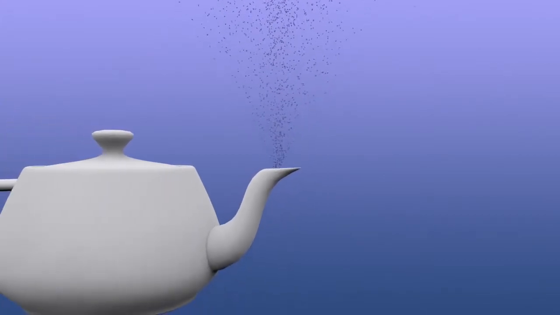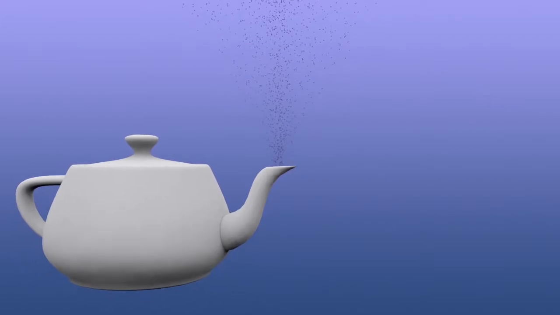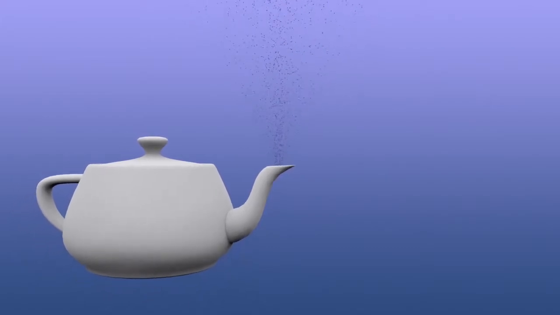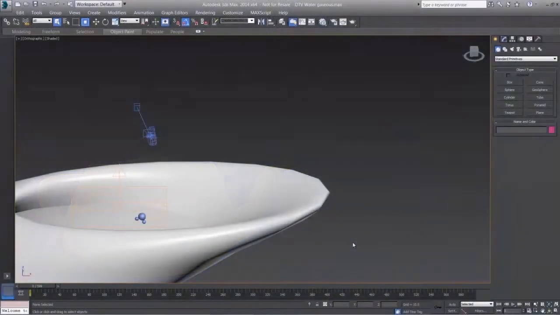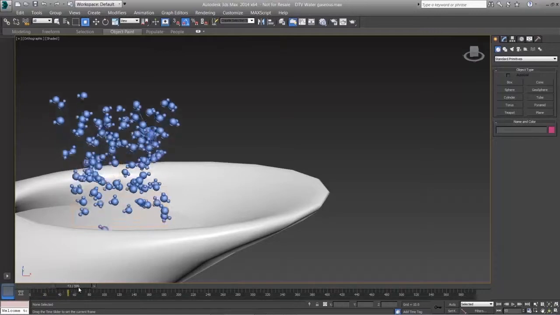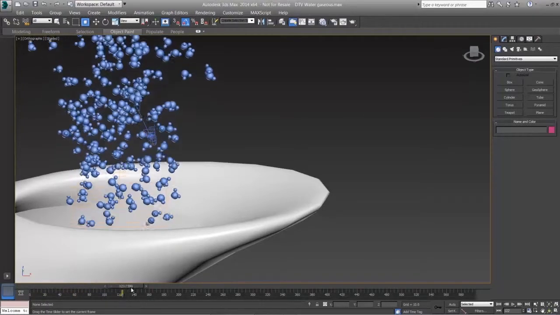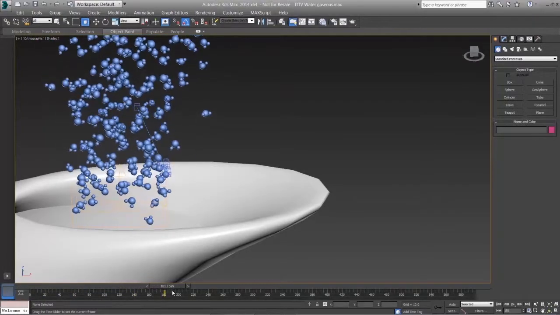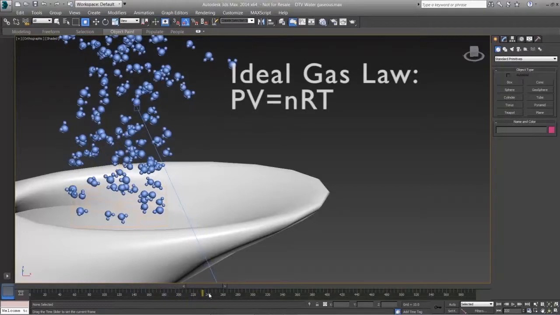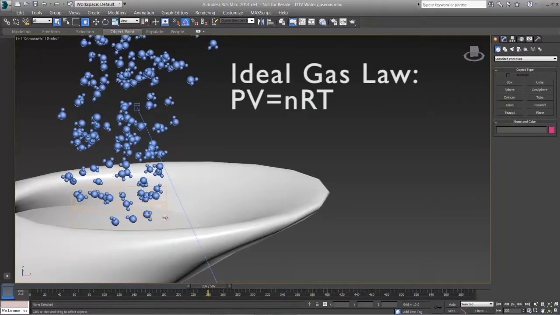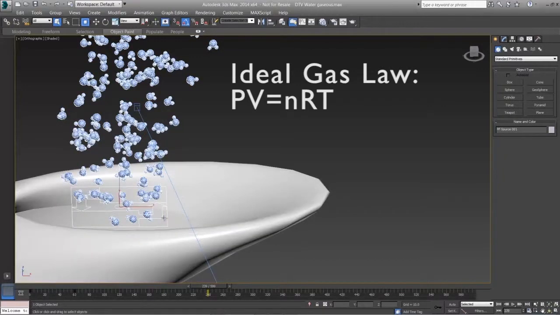It's common for water to exist in a gaseous phase, such as humidity in the air, or as steam from a boiling liquid. Ideal gases are gases that are composed of randomly moving particles that do not interact with each other. Many gases act as ideal gases at standard temperature and pressure. By assuming a gas acts ideally, it's possible to use the ideal gas law, PV equals nRT. Pressure times volume equals the number of molecules of the gas times the gas constant times temperature.